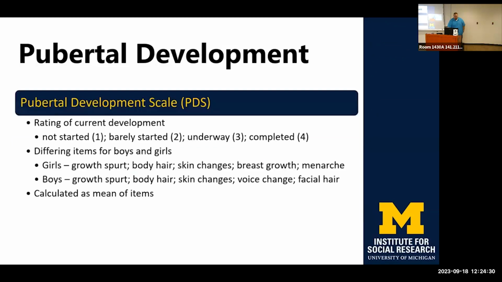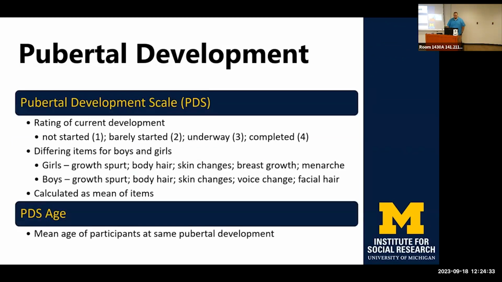In this project, I'm going to glance over this very quickly. We're looking at the pubertal development scale. This is basically 5 items for boys and 5 items for girls with some overlap. Both boys and girls are asked about their growth spurt, their body hair, and skin changes. They're asked on a 4-point scale: has this not yet started, is it barely started, is it fully underway, or is it completed? The last 2 in each group differ. For girls, we have breast growth and menarche, and for boys, we have voice change and facial hair. Essentially, we can calculate the PDS value as just the mean of these items.